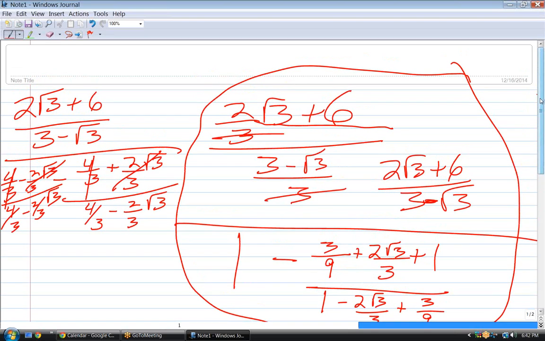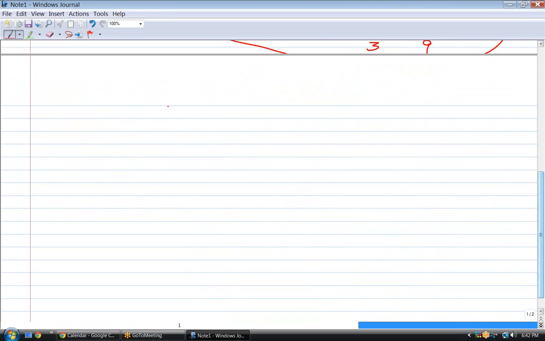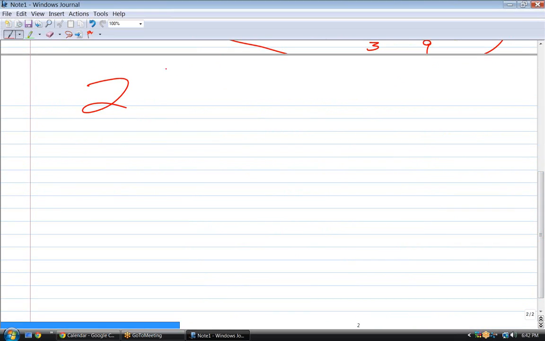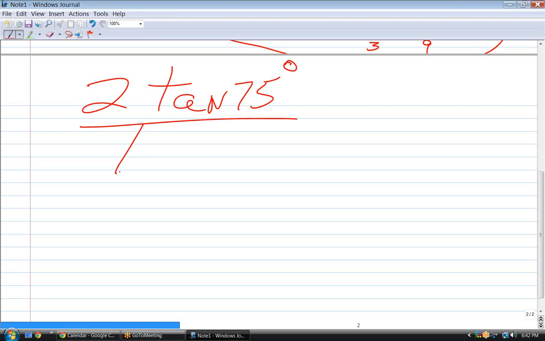What was the original problem? What was the tangent of tangent of 75 degrees? Yep, over 1 minus tangent squared of 75. I don't even know how you go around solving this.